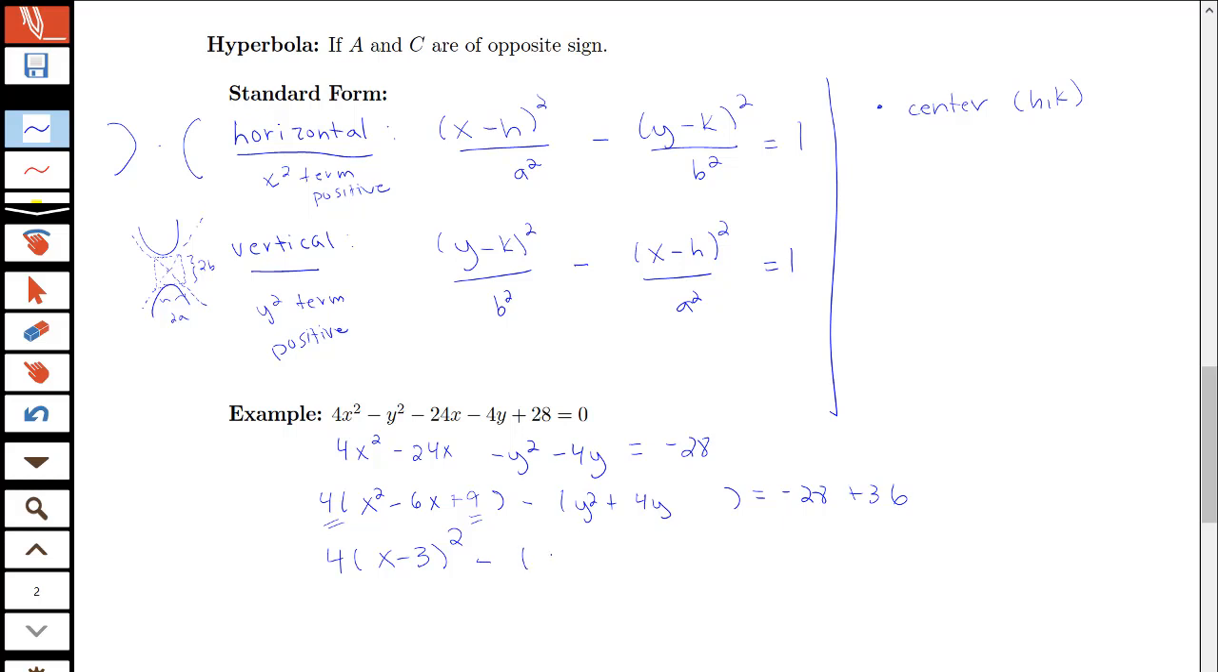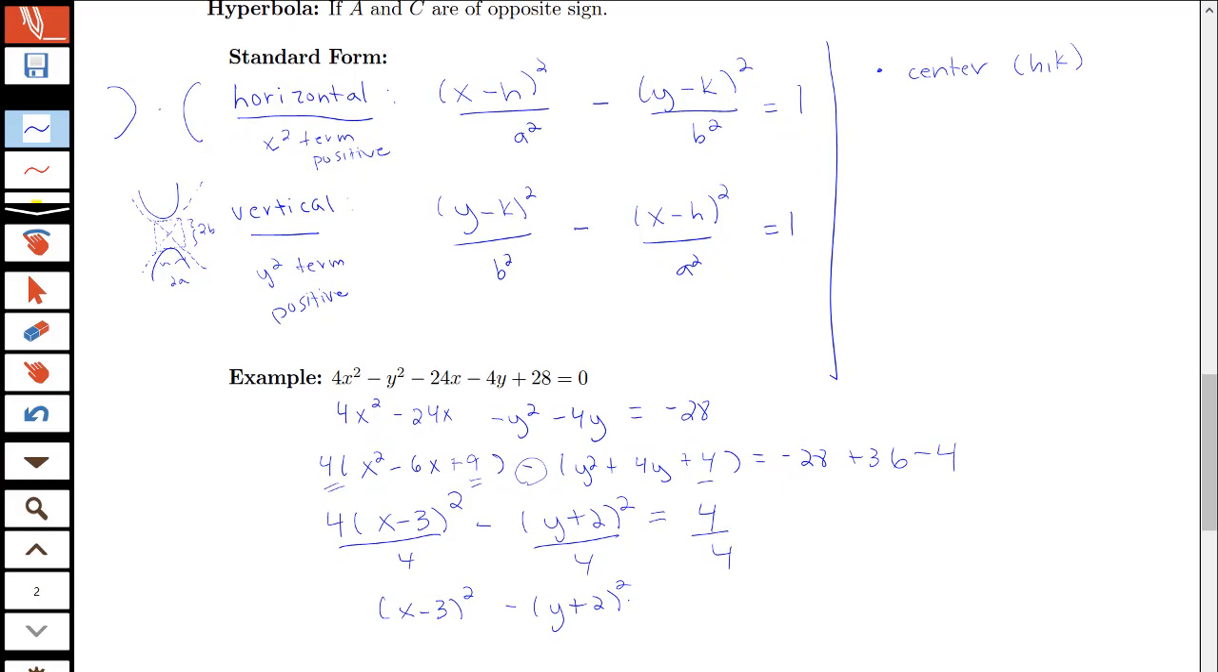When I do completing the square of this next term, this is going to be y plus 2 squared. That means that this comes out to y squared plus 4y plus 4, which means I just subtracted 4 from the left-hand side, so I also need to subtract 4 from the right-hand side. So notice that this would be negative 32 plus 36 for a value of 4 on the right-hand side. So to get this into standard form, I need to divide everything through by 4. So notice we have x minus 3 squared minus y plus 2 squared all over 4 is equal to 1.